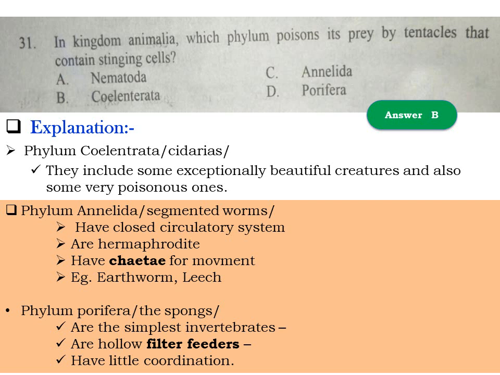These are also filter feeders. They are hollow filter feeders. Don't forget to read the other notes that are written on this.